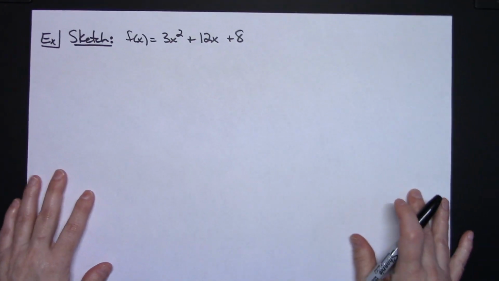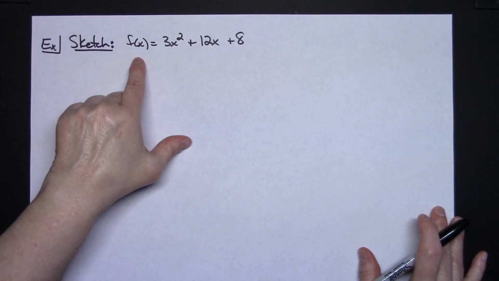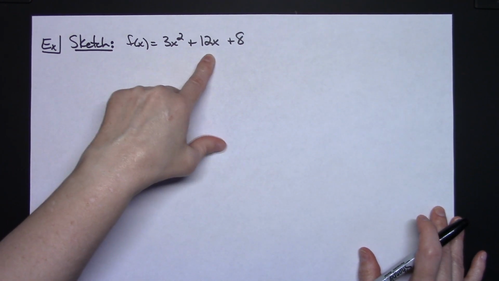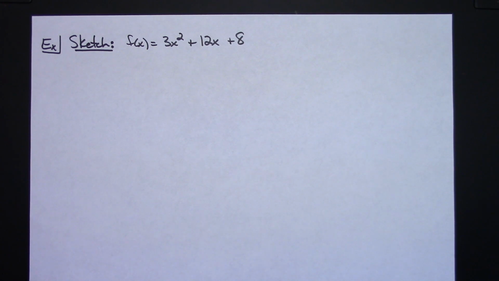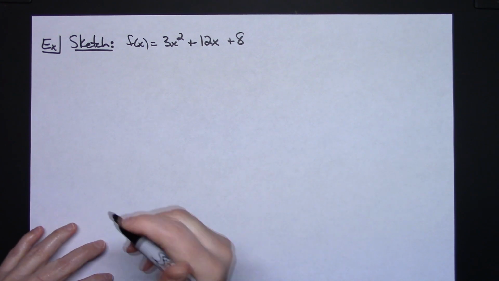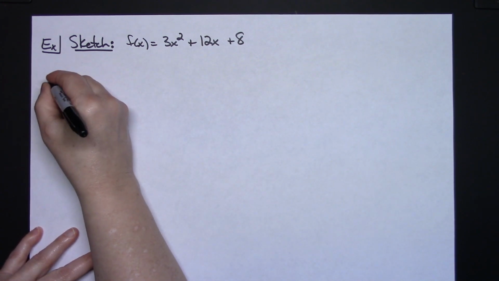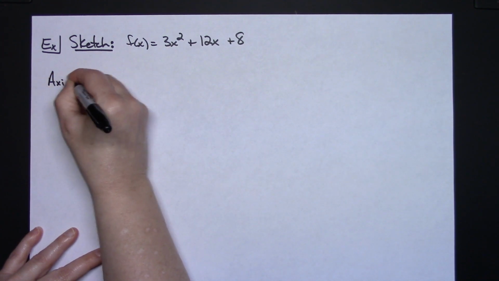Alright, so in my example here, we are going to sketch f of x is equal to 3x squared plus 12x plus 8. Alright, so I'm just going to go through all those individual pieces that we just looked at and calculate each one of those. Alright, I'm going to start with my axis of symmetry.